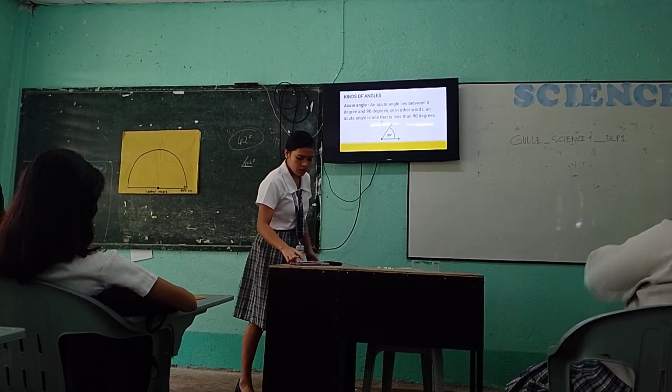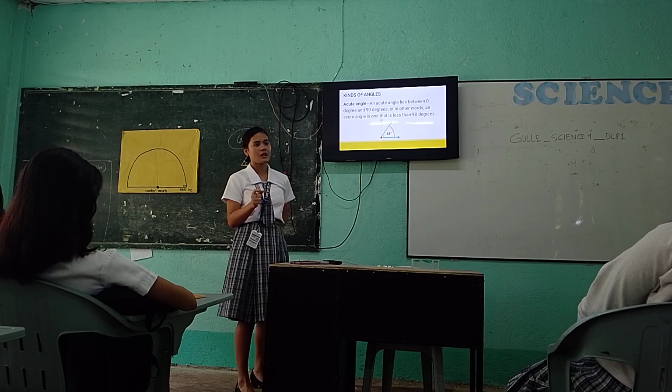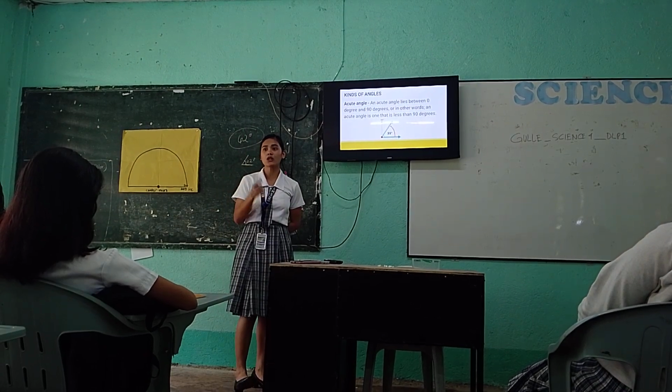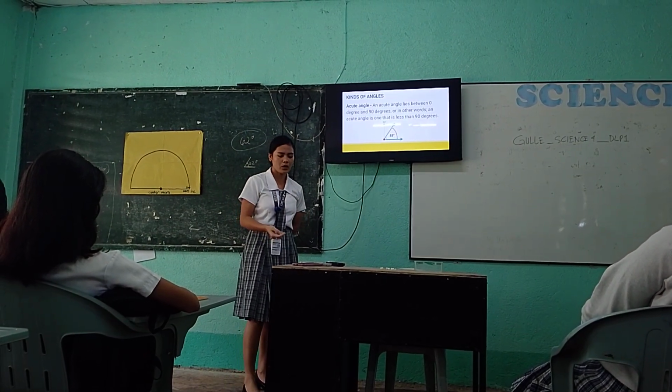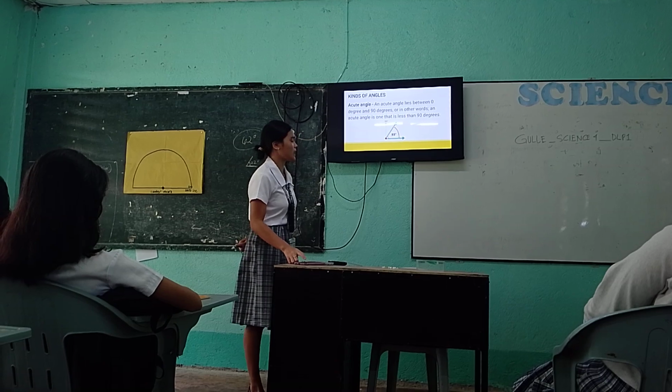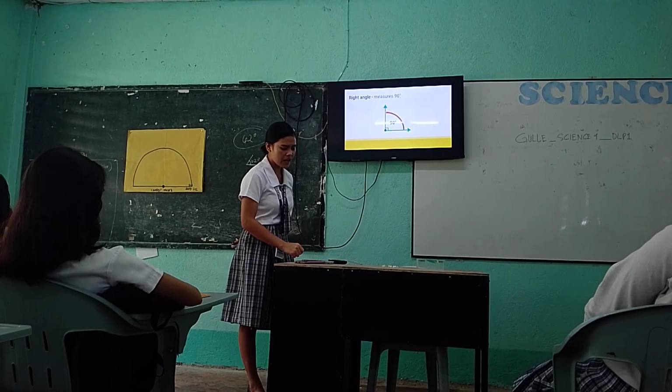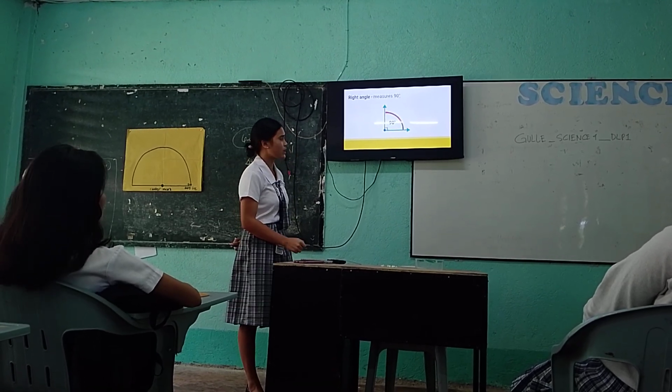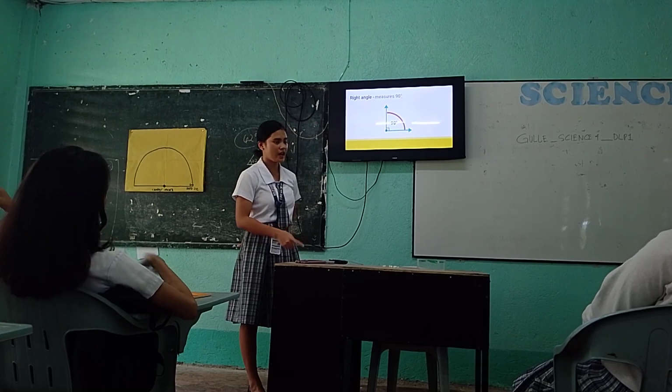So, when an angle is less than 90 degree, it is called what? Acute angle. It is called acute angle. Then the second one is the right angle, which measures 90 degree.